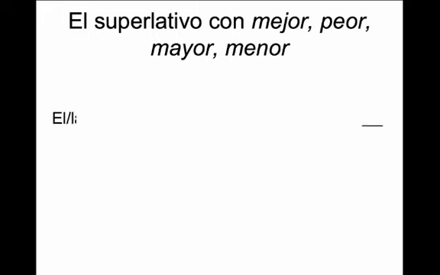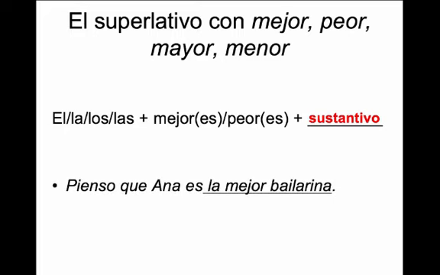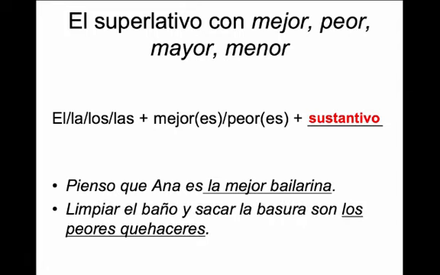So when we want to use those kind of exception words, peor, mejor, mayor, menor, then we do the same kind of thing. But we just put el, la, los, las plus mejor or peor, and then whatever the noun is. So pienso que Ana es la mejor bailarina. I think Anna is the best dancer. Limpiar el baño y sacar la basura son los peores quehaceres. They're the worst chores.